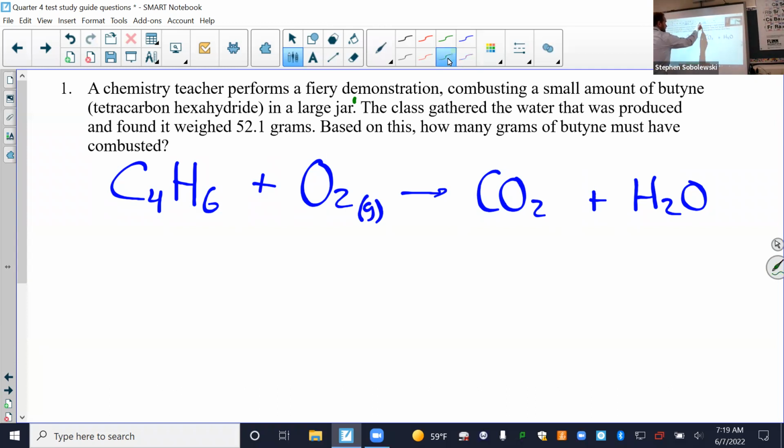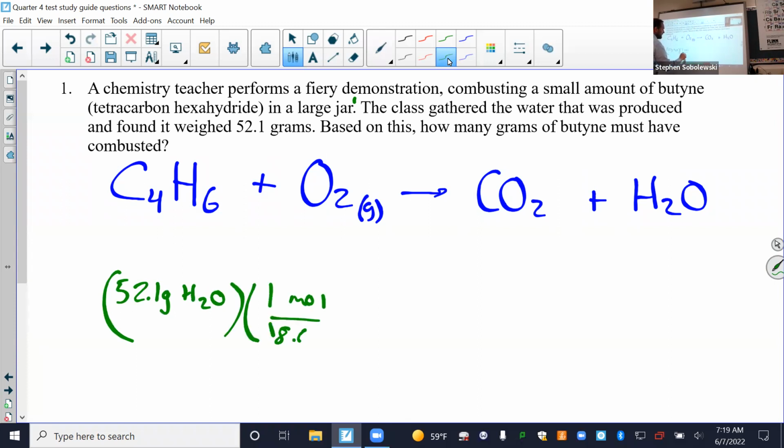So we're going to start with our mass of water, turn that into moles. So 52.1 grams of H2O times 1 mole over 18.02 grams. That's the molar mass of water. 52.1 over 18.02 gives me 2.89 moles of water.